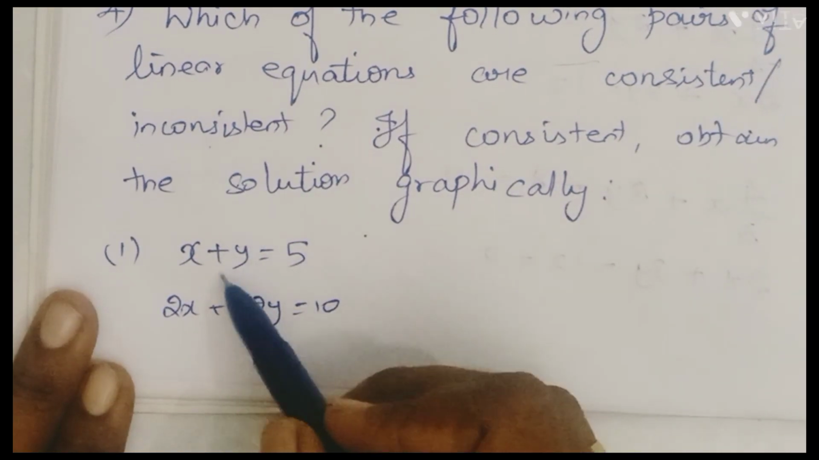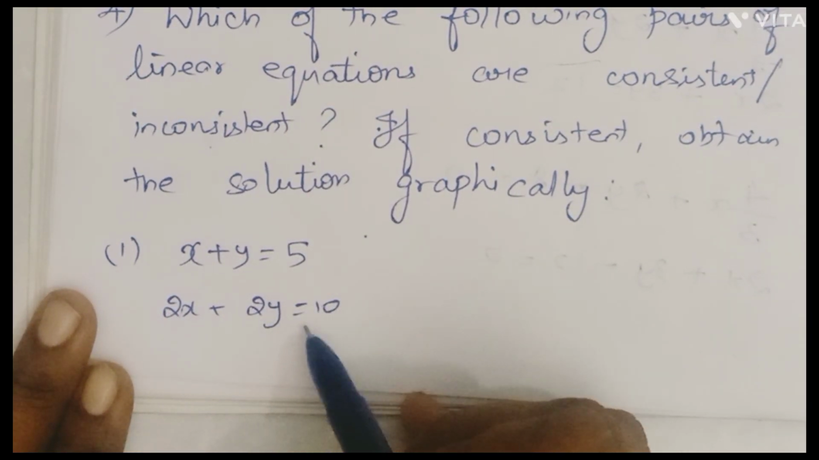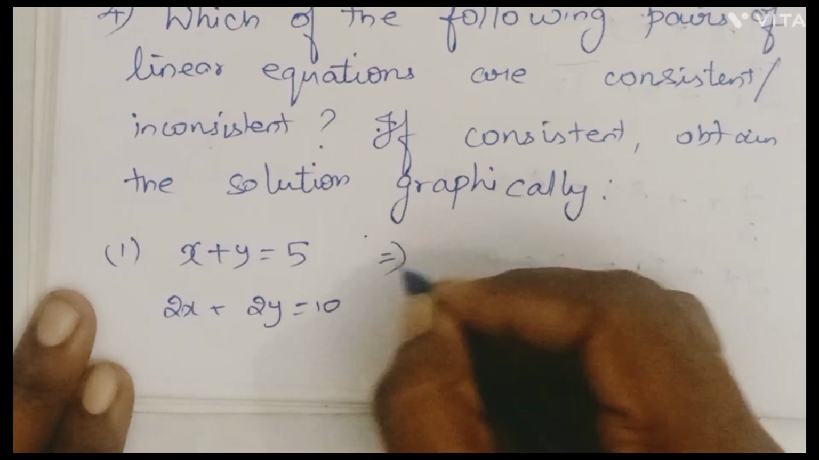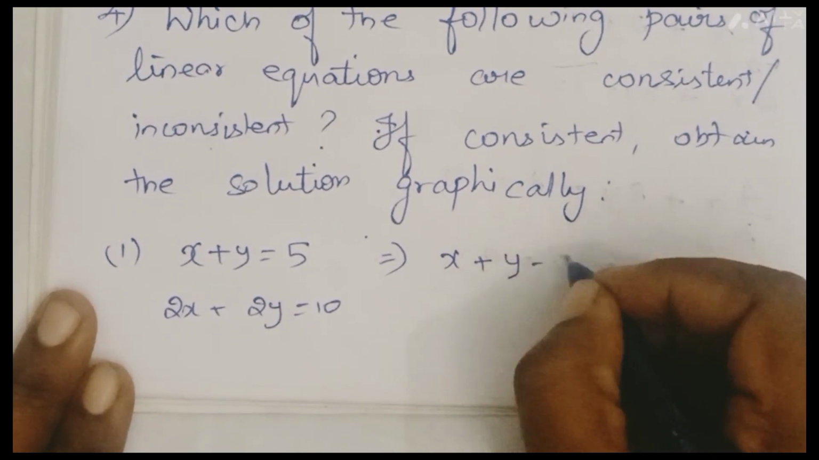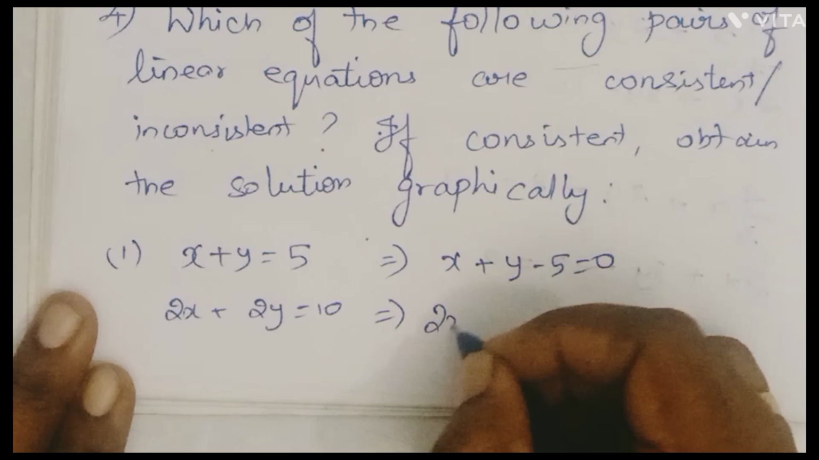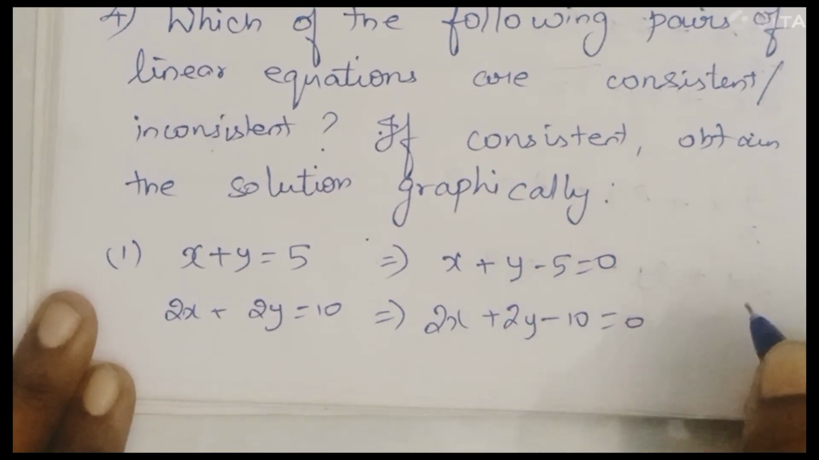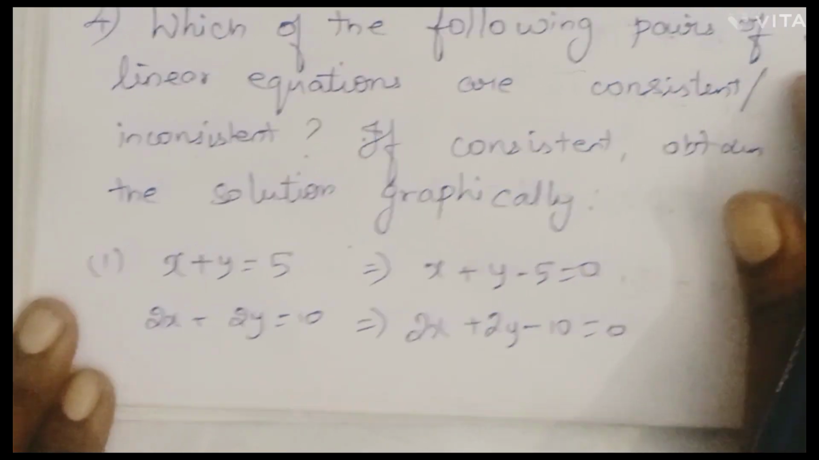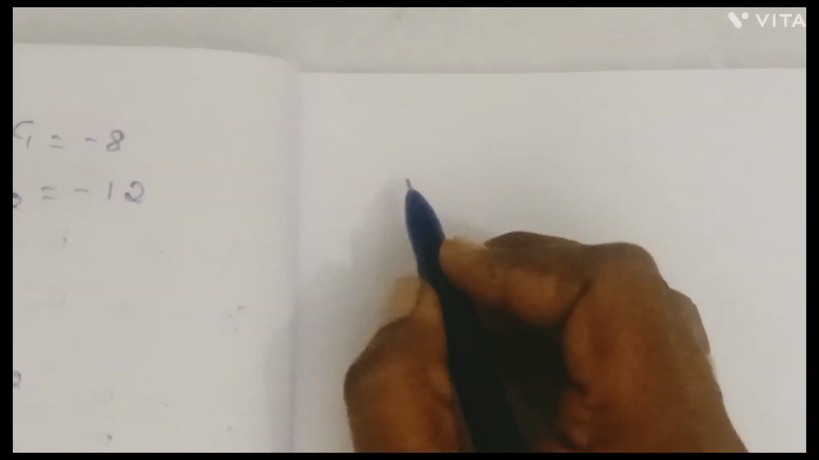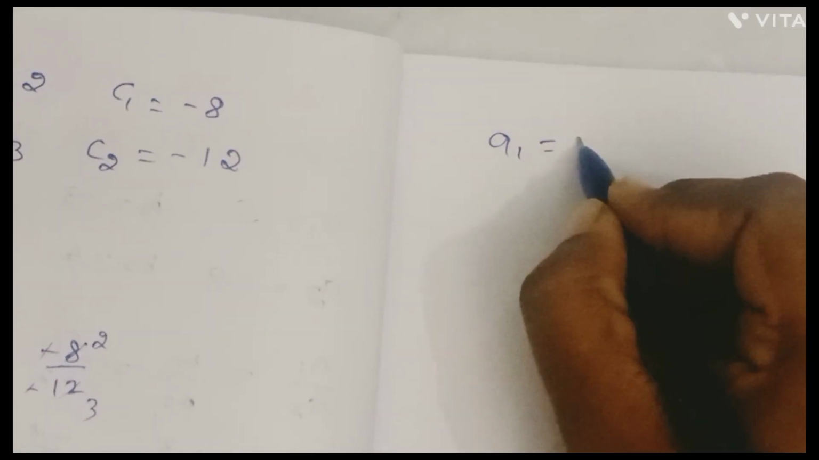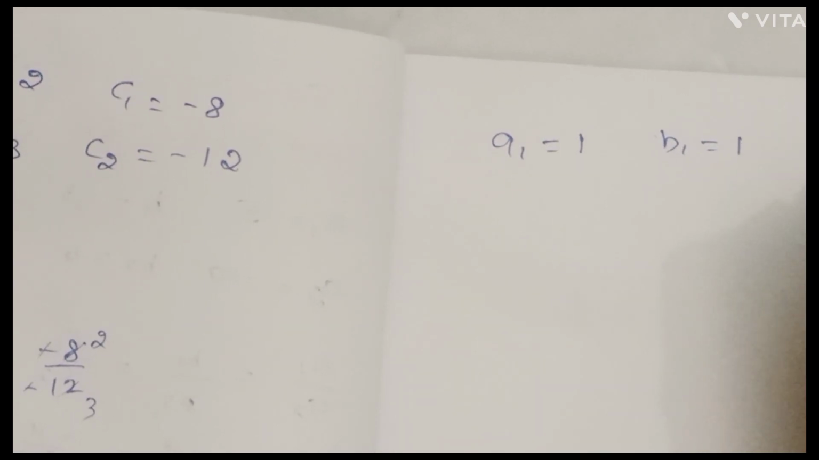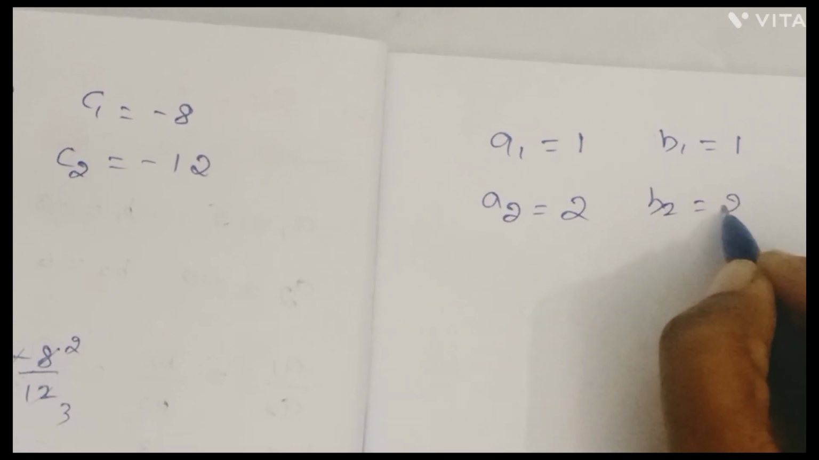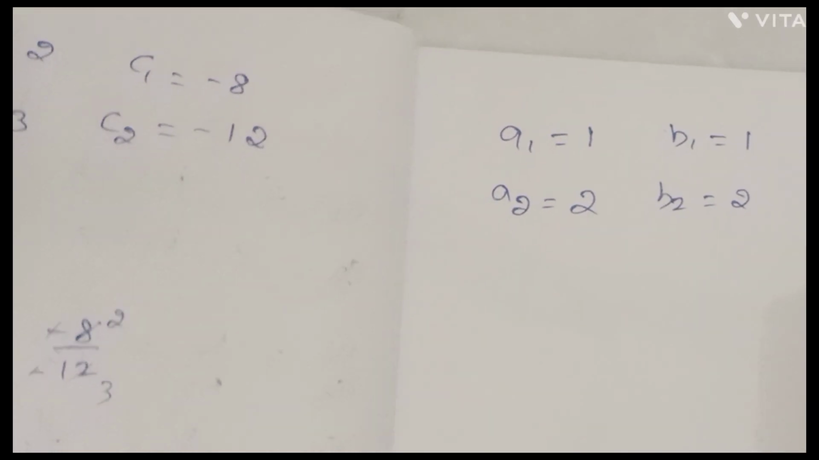So the first subdivision is x plus y is equal to 5, 2x plus 2y is equal to 10. So what is the very first thing? We have to write it as x plus y minus 5 is equal to 0, 2x plus 2y minus 10 is equal to 0. Now we have to see what a1, b1, c1, a2, b2, c2 are. So what is a1? a1 is 1, b1 is 1, c1 is minus 5, a2 is 2, b2 is 2, c2 is minus 10.